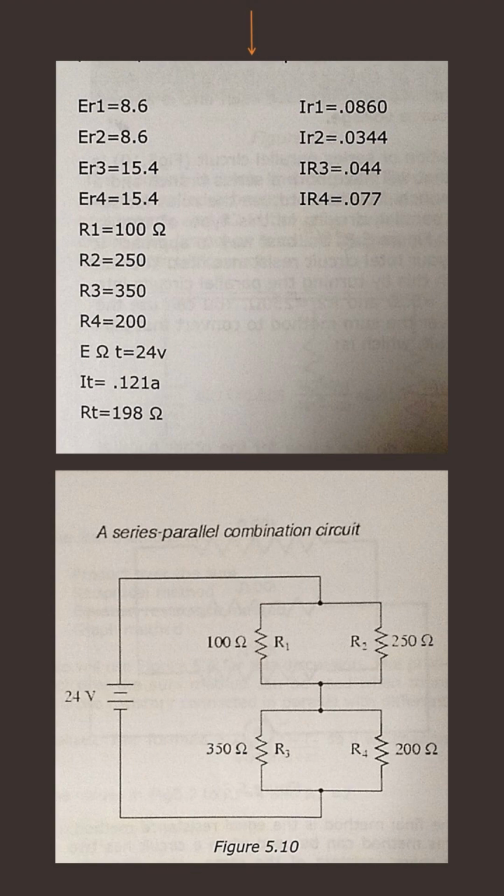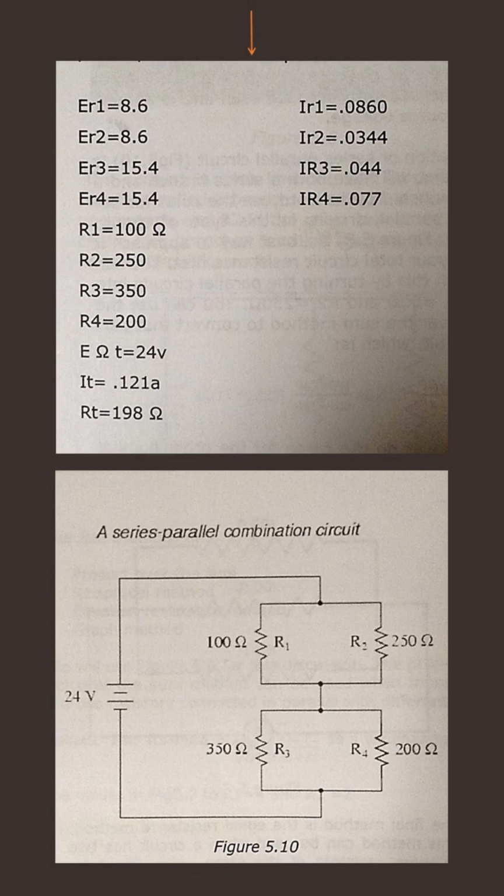The answers are ER1 equals 8.6, ER2 equals 8.6, ER3 equals 15.4, ER4 equals 15.4. Resistance 1 equals 100 ohms, R2 equals 250, R3 equals 350 ohms, R4 equals 200 ohms. E total equals 24 volts, current total equals 0.121 amps, and resistance total equals 198 ohms. Current IR1 equals 0.0860, IR2 equals 0.0344, IR3 equals 0.044, IR4 equals 0.077.